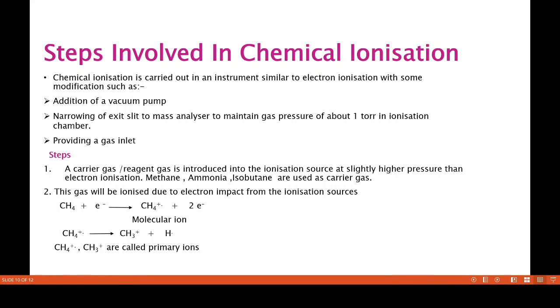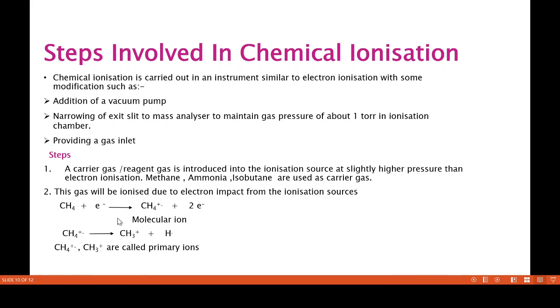In this case, the carrier gases, that means methane, ammonia, and isobutane, are used. Out of these three gases, in this chemical ionization technique, we take the first gas, that is methane. This gas will ionize due to electron impact from the ionization source.